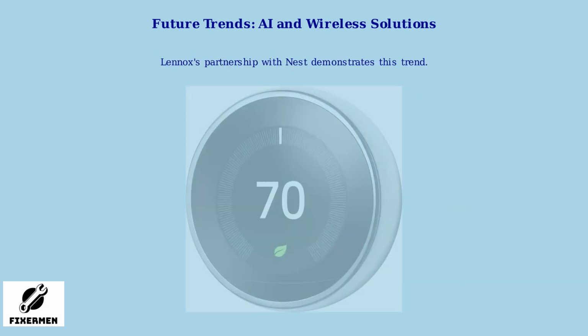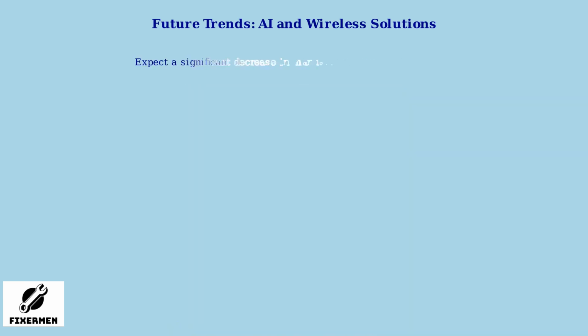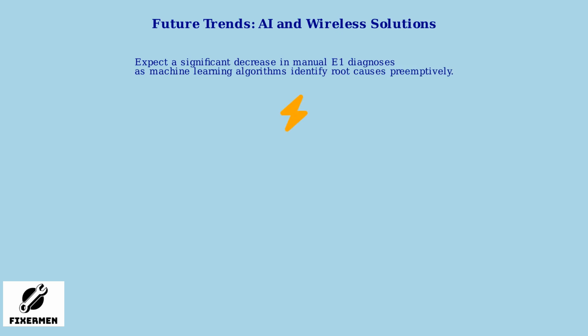Lennox's partnership with Nest, acquired by Google, illustrates this integration trend. Their hybrid systems combine traditional Lennox HVAC components with Nest's smart thermostat technology, enabling advanced diagnostics and automatic error correction for communication issues. Looking ahead, expect a significant decrease in manual E1 diagnoses as machine learning algorithms become more sophisticated at preemptively identifying and addressing root causes of communication failures.